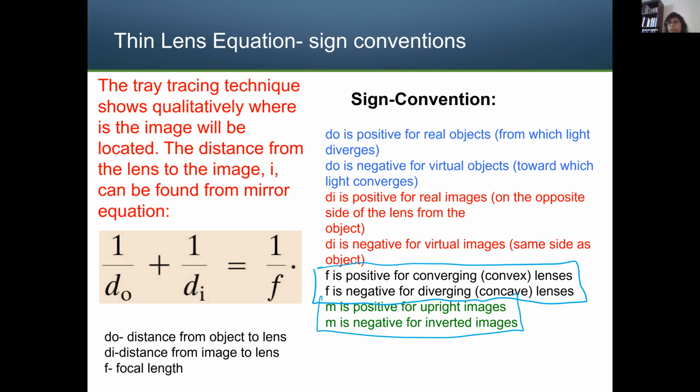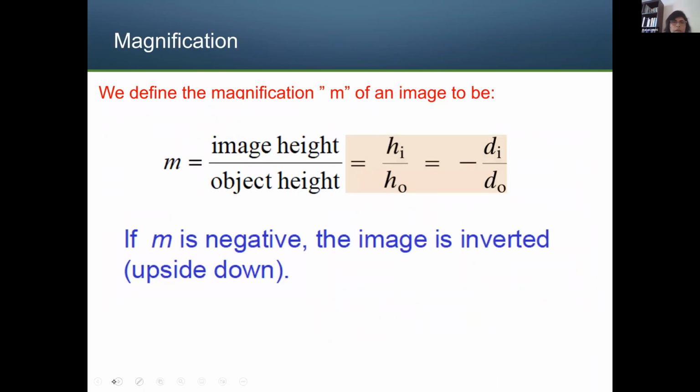If it is negative, inverted image. If it is positive, it is upright image. And DI also has the same information as for the mirror. Okay, so that is the information we're going to keep track of. If DI is negative, that's a virtual image. If DI is positive, that will be a real image. Okay, so the magnification rule, as we discussed, is exactly the same for the lenses too.